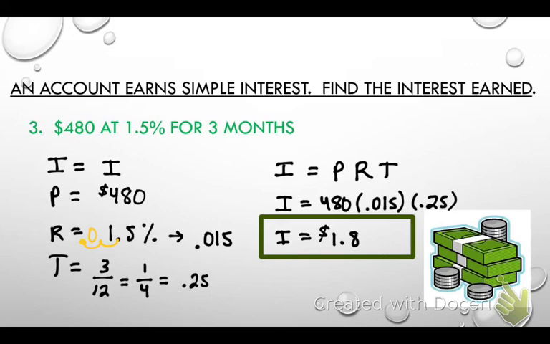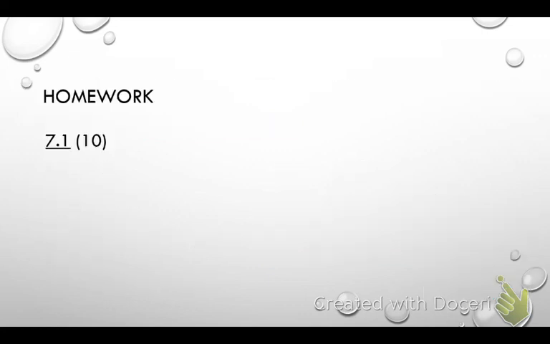How many numbers have to come after that decimal point? 2. What number are we missing in that little spot? 0. So what's the correct answer, class? $1.80. That's right. So tonight's homework is 7.1, and it is 10 problems.